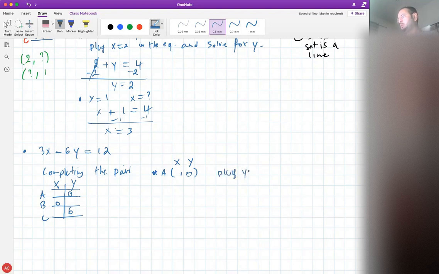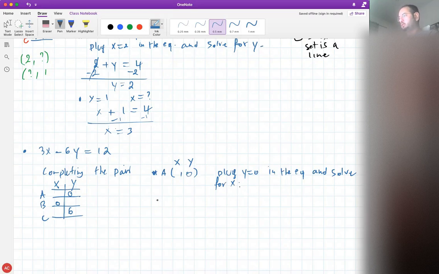It'll be 3x minus 6y. Plug y in the equation and solve for x. You will have one, the other one is missing. Plug what you have, either the x or the y, and you will be left with the other one which you need to find. And find x.